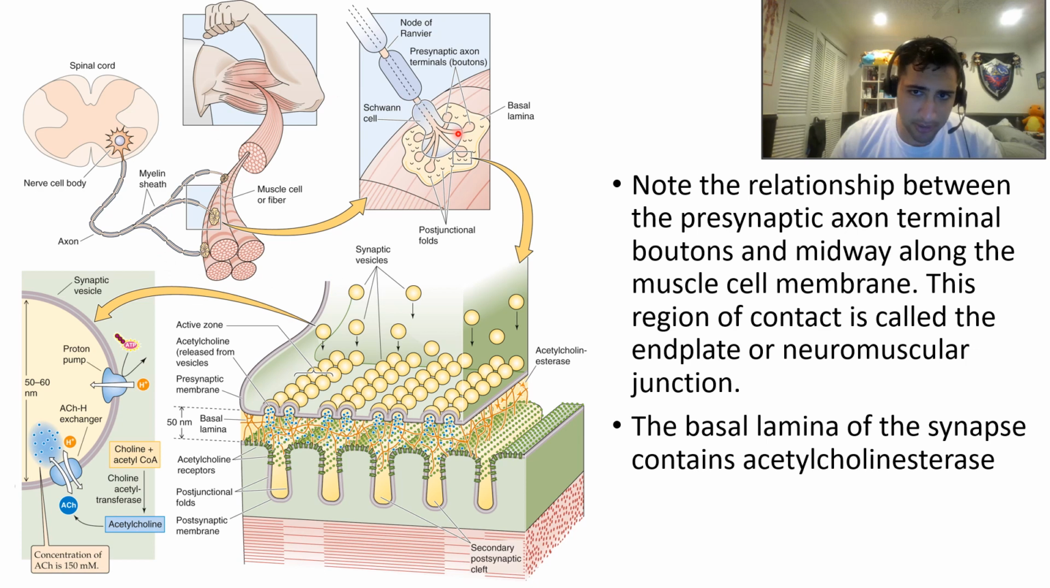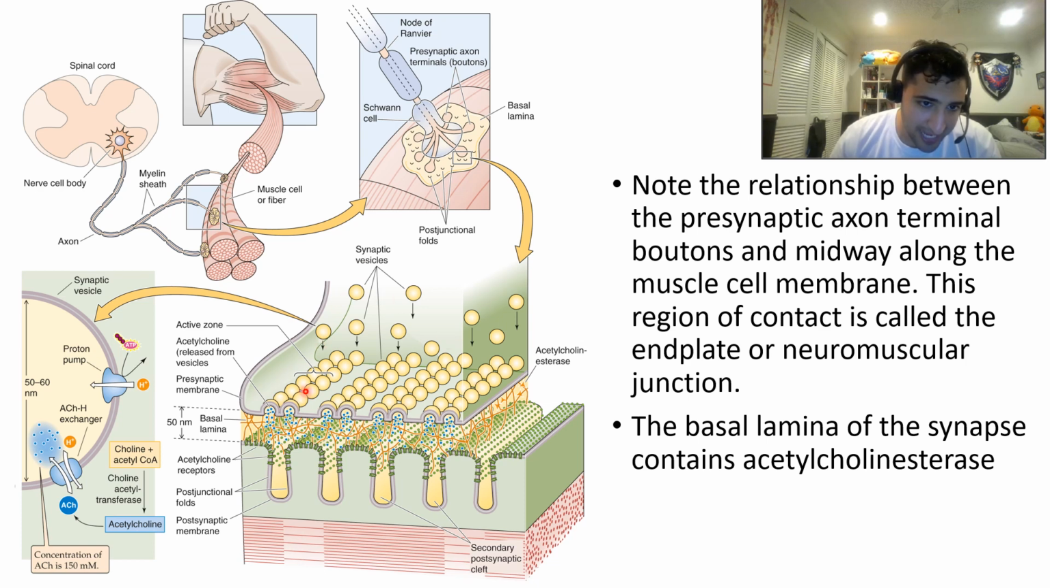All right. What I want you to note is the anatomic relationship between the presynaptic axon, which is this here, and its boutons, which are these areas here, and the basal lamina, which is here, which is very rich in acetylcholinesterase. And that's very important to prevent spasticity. Acetylcholinesterase is present in high concentrations in this basal lamina, between the folded membrane of the neuromuscular end plate and the terminal bouton.